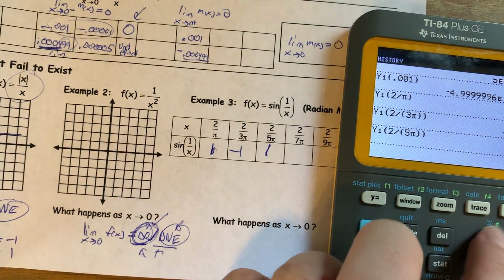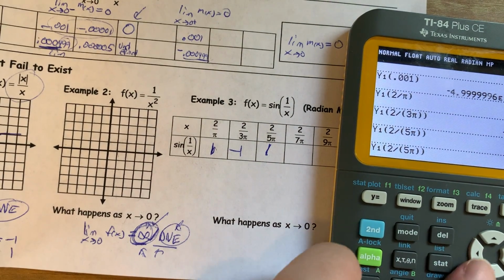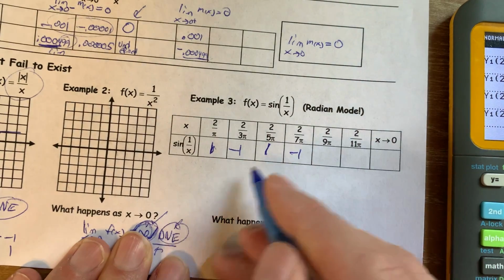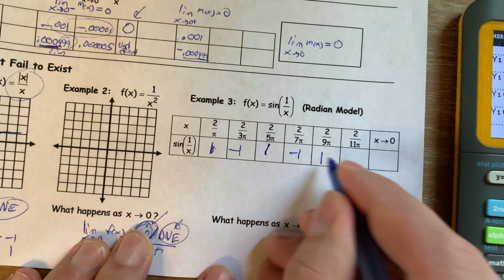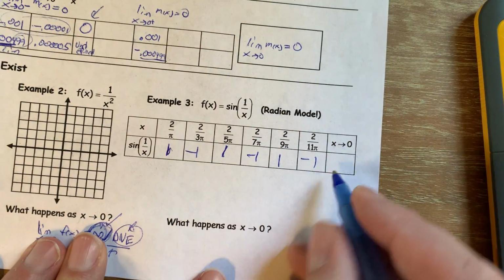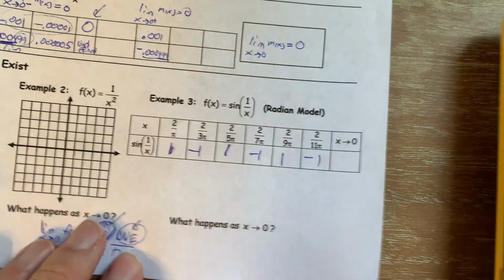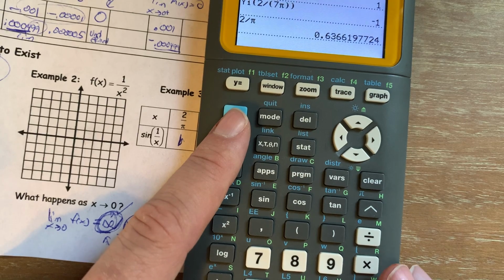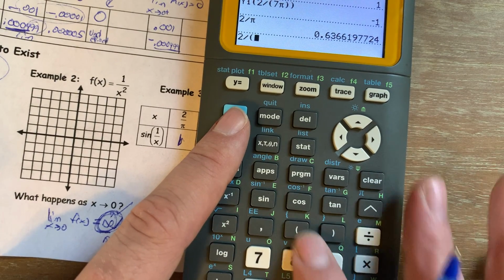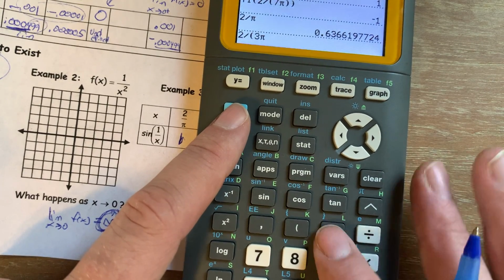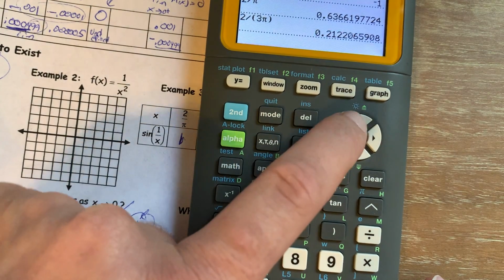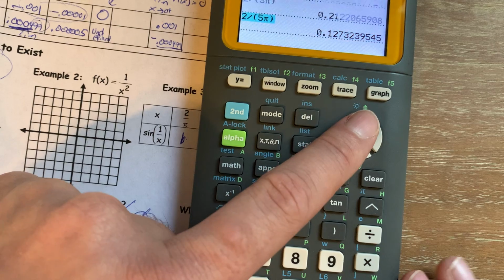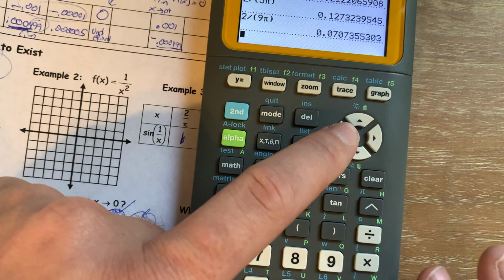And what we'll see is these numbers are getting smaller. These numbers just keep bouncing back and forth between 1 and negative 1. So 2 over pi, let's actually look at that decimal value. 2 over pi is this. 2 over 3 pi is this. 2 over 5 pi is this. The x values are getting closer to 0.